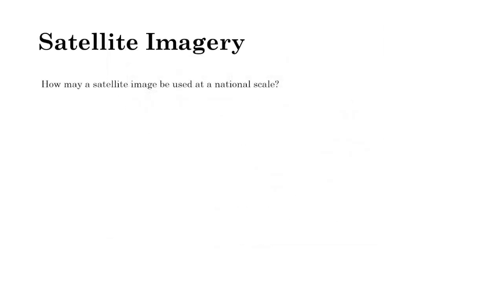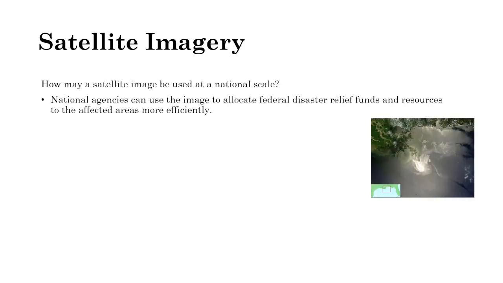Satellite imagery. How might a satellite image be used at a national scale? It can be used for a variety of reasons. National agencies can use the image to allocate federal disaster relief funds and resources to the affected areas more efficiently. In this case, we had an oil spill in the Gulf of Mexico, and satellite imagery took pictures and analyzed the affected area to see the extent of the damage and made a plan on what to do next. We could also use it for national infrastructure projects like interstates, map out where terrain is available to build interstates.